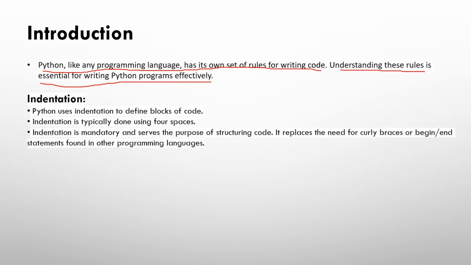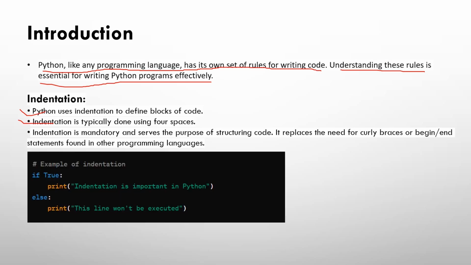First, we have indentation. Python uses indentation to define blocks of code. Indentation is typically done using 4 spaces. Indentation is mandatory and serves the purpose of structuring code. It replaces the need for curly braces or begin/end statements found in other programming languages. So indentation basically increases the effectiveness of our program by replacing these unnecessary entities in our code.